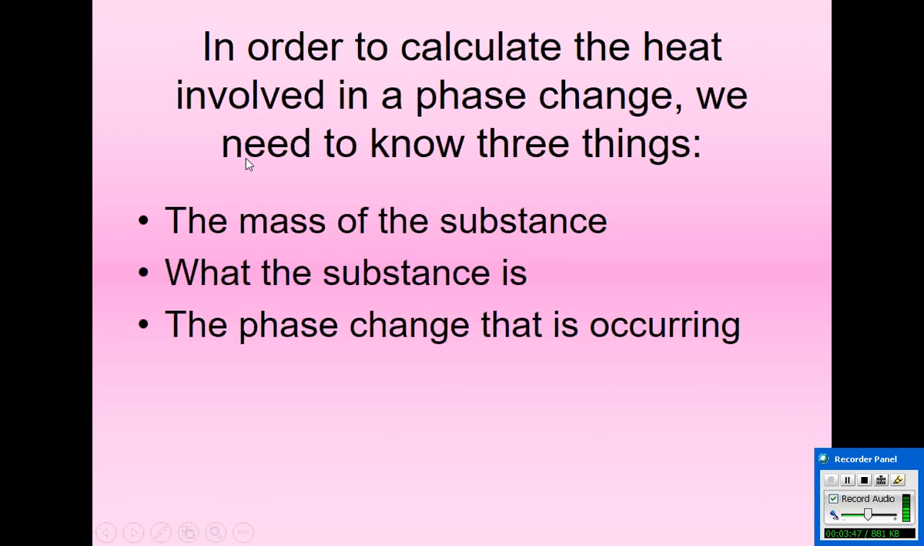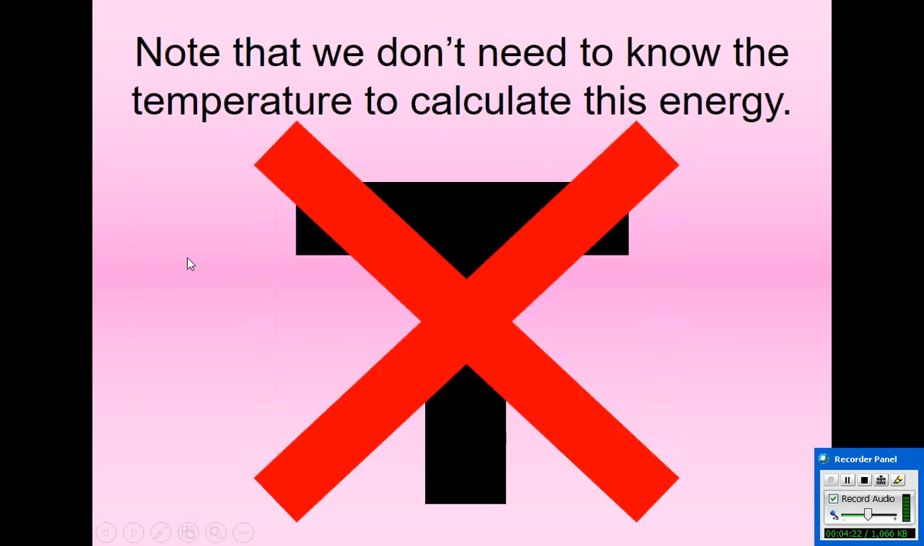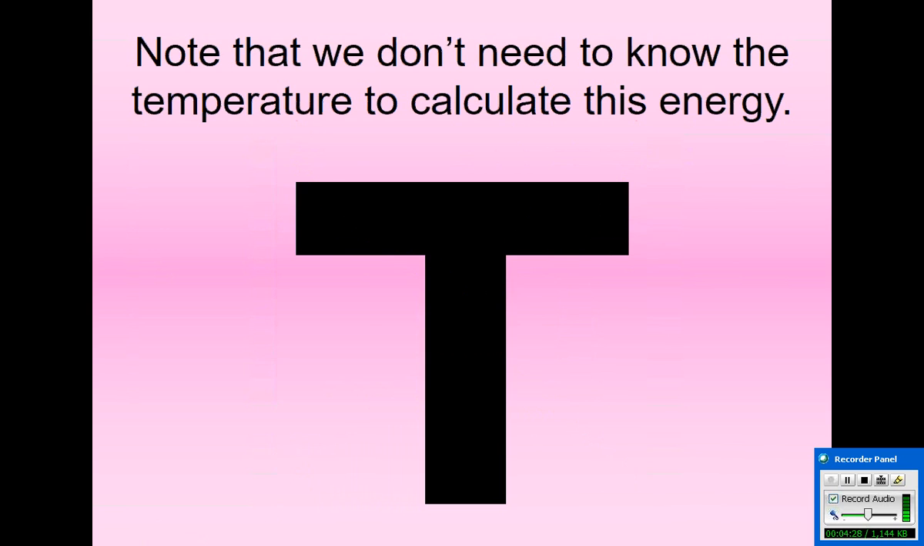If we want to calculate how much heat is necessary to invoke a change in phase, there are three things we need to know. We need to know the mass, the amount of substance. We need to know what the substance is. And then we need to know what phase change is occurring, because the amount of heat necessary to melt a given amount of a substance is not the same as the amount of heat necessary to boil that same amount of substance into a gas. We don't need to know the temperature just to calculate the energy of a phase change.